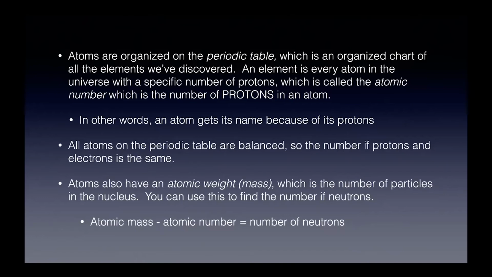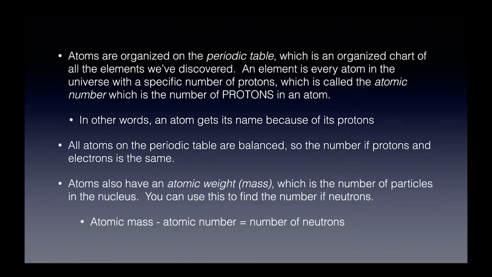So what makes an atom an atom? One thing and one thing only, its number of protons. You can change neutrons, you can change electrons, you cannot change its number of protons, because if you do, then it's not the same atom anymore. And what is an element? Again, an element is just every atom with the exact same number of protons.